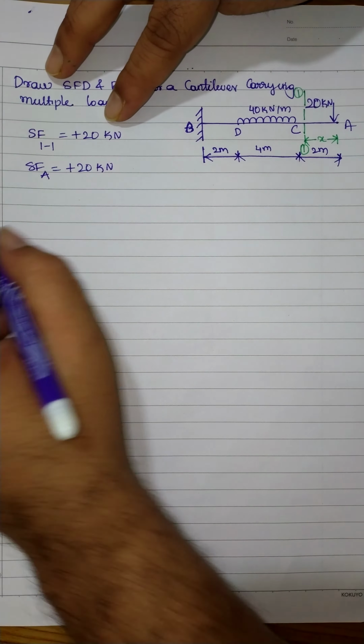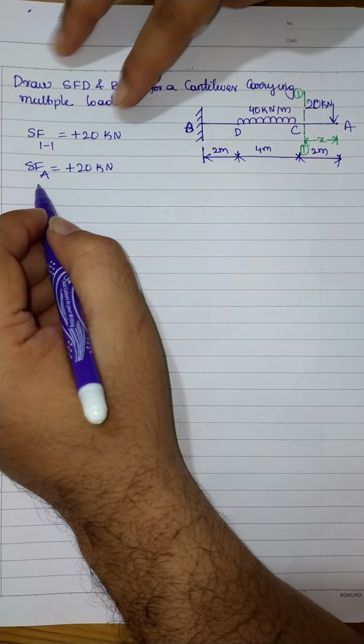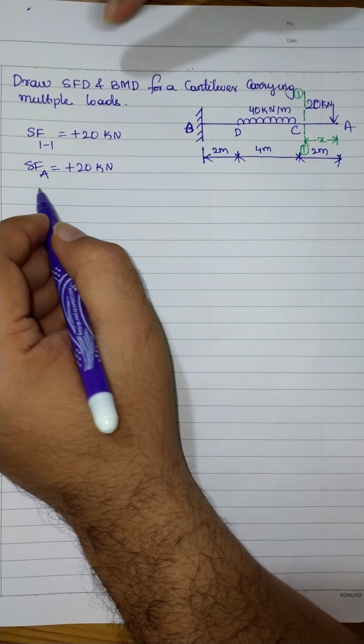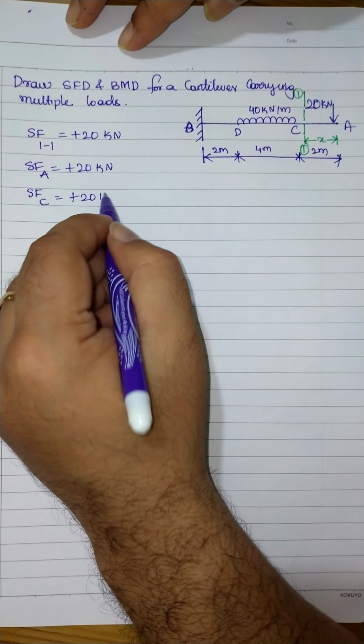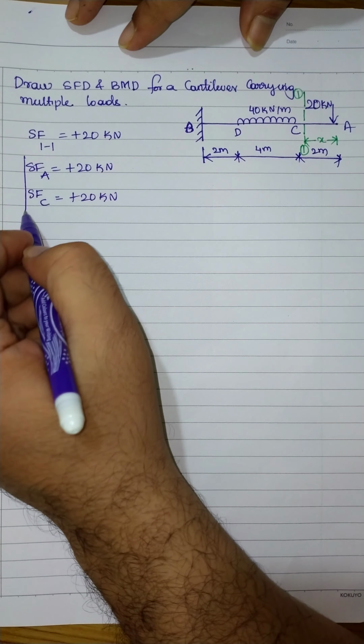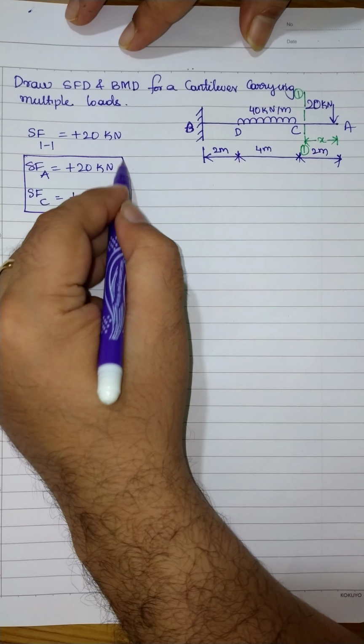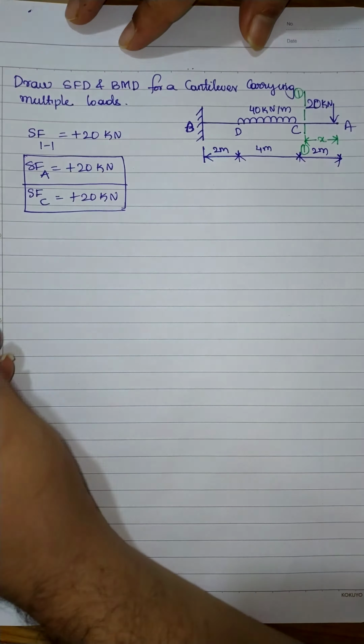This is plus 20. Now same thing again, as there are no other forces in between A and C, shear force at point C will also be equal to plus 20 kilonewton. We got two values here, shear force at point A and shear force at point C.